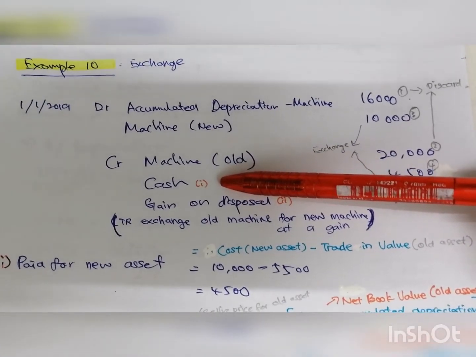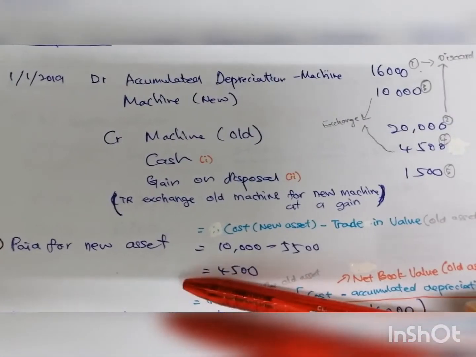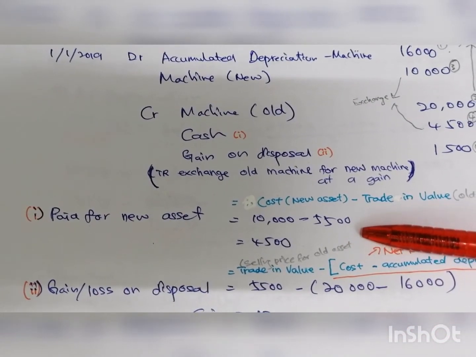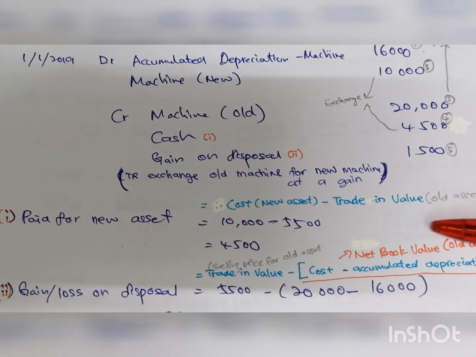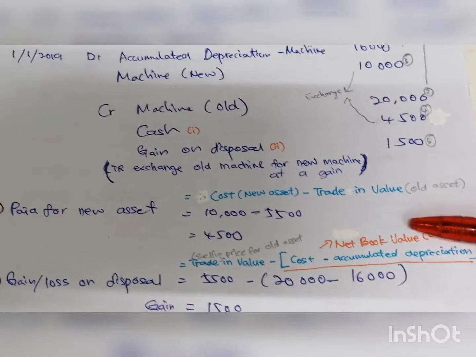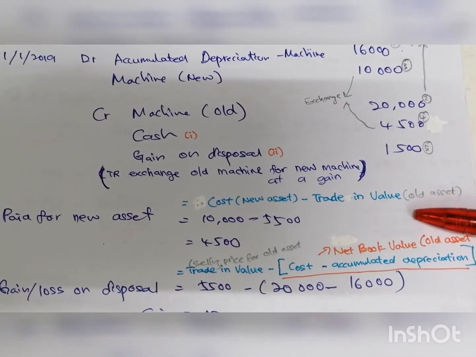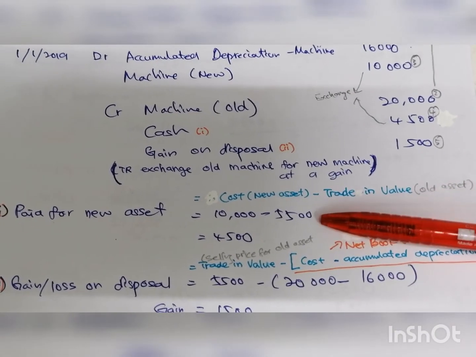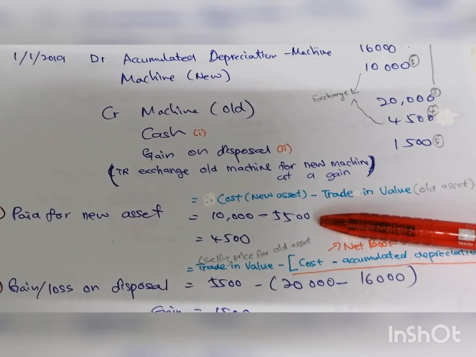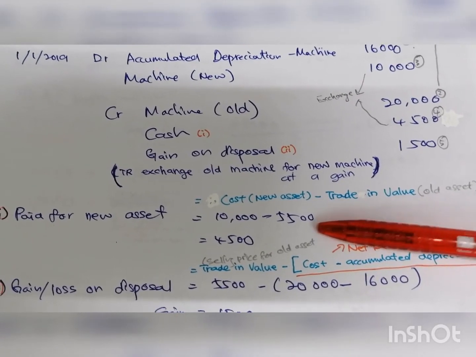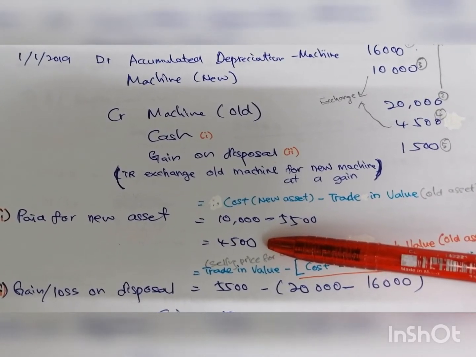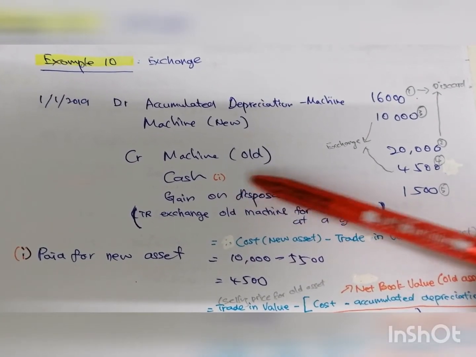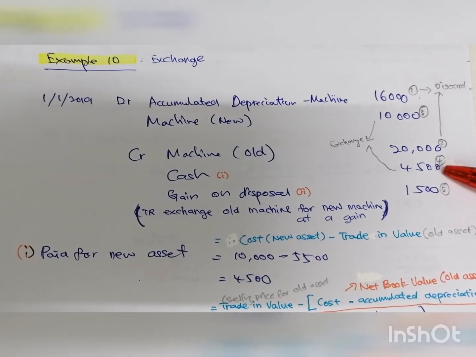So to calculate the payment, you will see this one. The payment for the new asset is the cost of new asset minus the trade-in value. The trade-in value here refers to the old asset. Therefore, 10,000 minus 5,500, we got 4,500. So we credit the cash for 4,500.